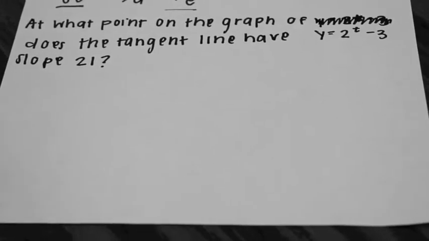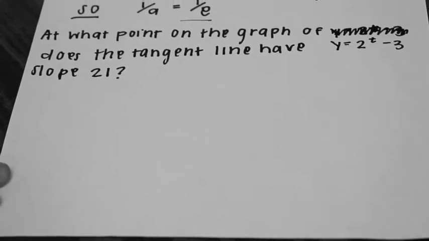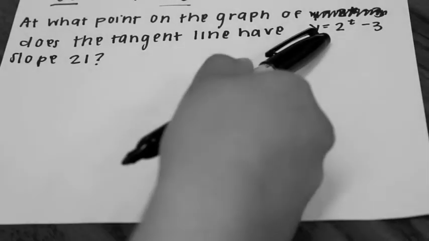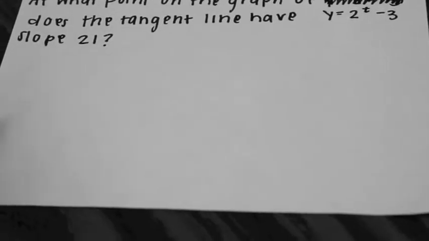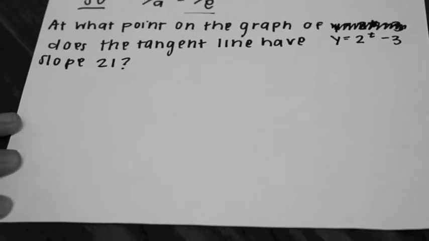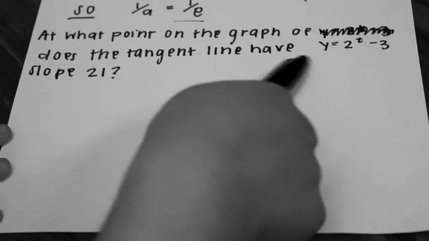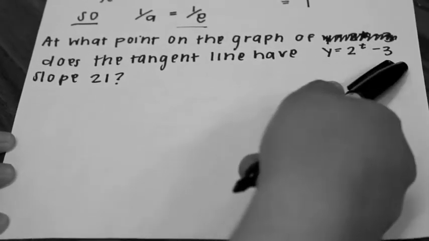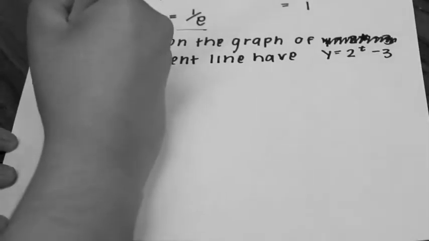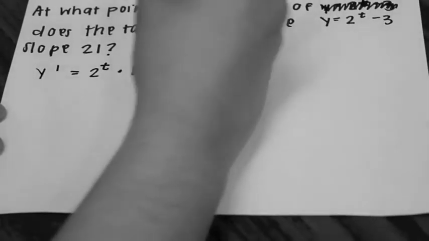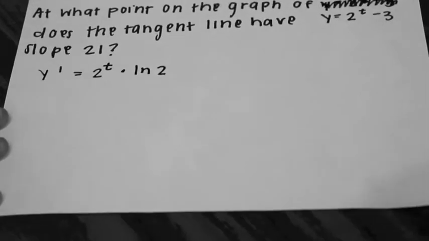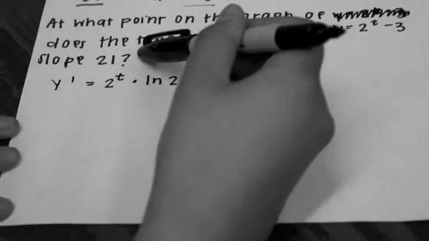Okay, so your next problem. At what point on the graph of y is equal to 2 to the t power minus 3 does the tangent line have slope 21? Sorry about the little scribble. Okay, so first thing, you're going to take the derivative of this equation, 2 to the t power minus 3. So y prime is equal to 2^t times ln of 2. And then they also tell you that the slope is 21.